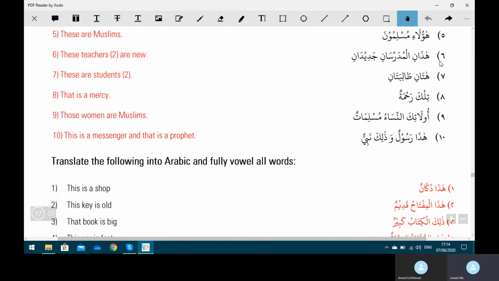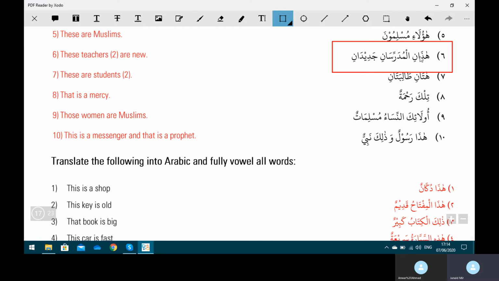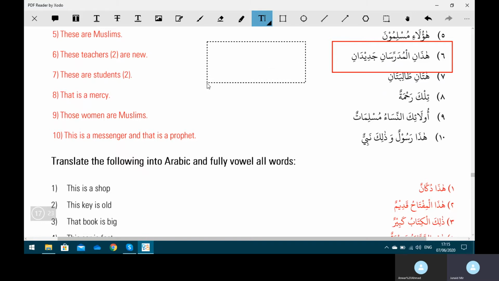هذان المدرسان جديدان. So هذان is an ismul ishara, a demonstrative pronoun that is used to refer to 2 males that are close. It means these. Al-mudarrisani. So this is the dual of mudarrisun. Let me write that down. So you see the ani, you know it's a dual.